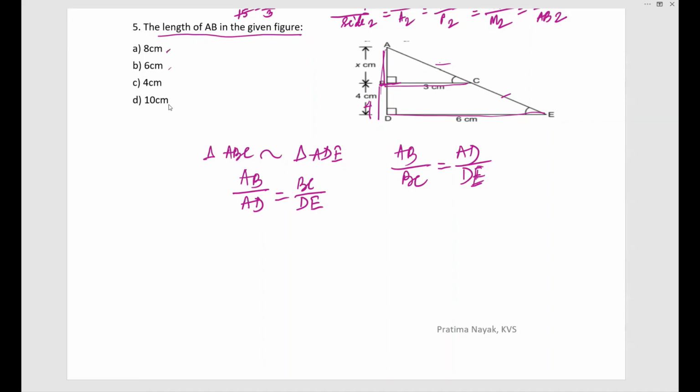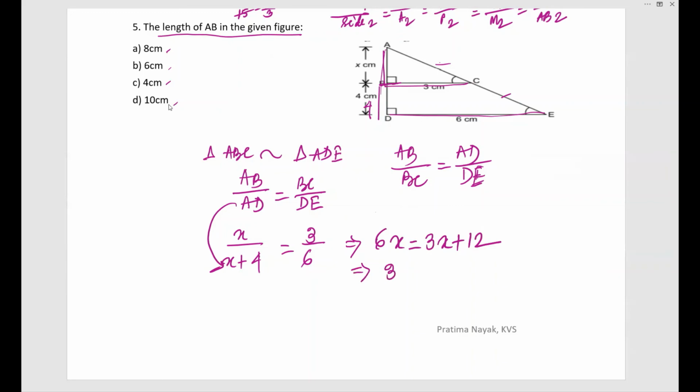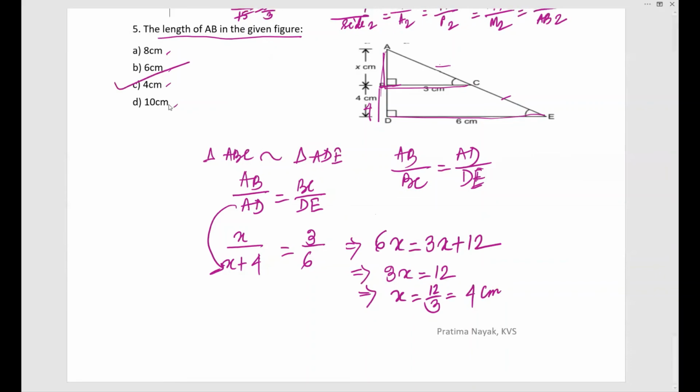The options are 8, 6, 4, and 10. X upon X plus 4. AD is X plus 4, is equal to BC 3, DE is equal to 6. Now simplify, cross multiply: 6 times X is equal to 3 times X plus 12. On multiplying gives you 3X is equal to 12, or X is equal to 12 divided by 3, that will be 4. 4 centimeter is the answer. I hope you followed.